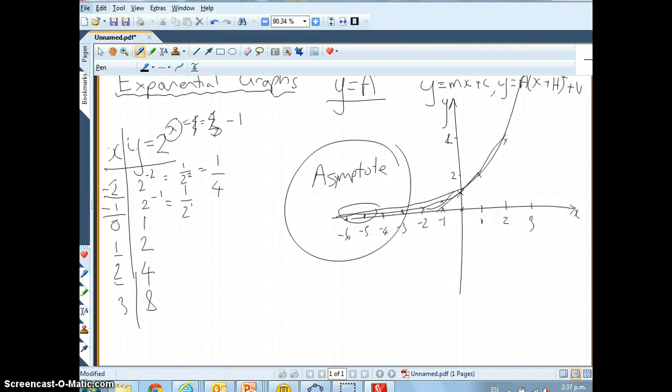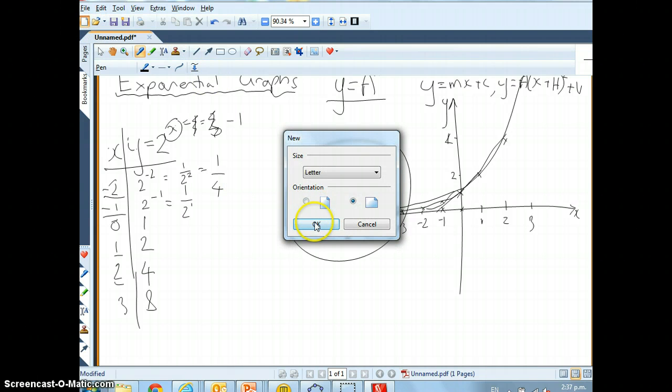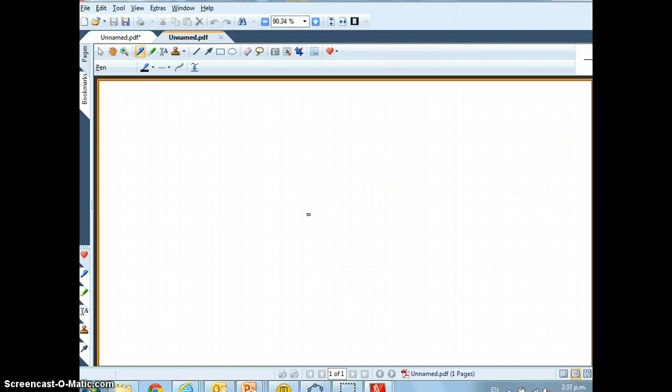Okay, check this one out. Instead of 2, whoops, wrong pen. Instead of 2, I'm going to use the number half. y equals half to the power x. Any predictions?